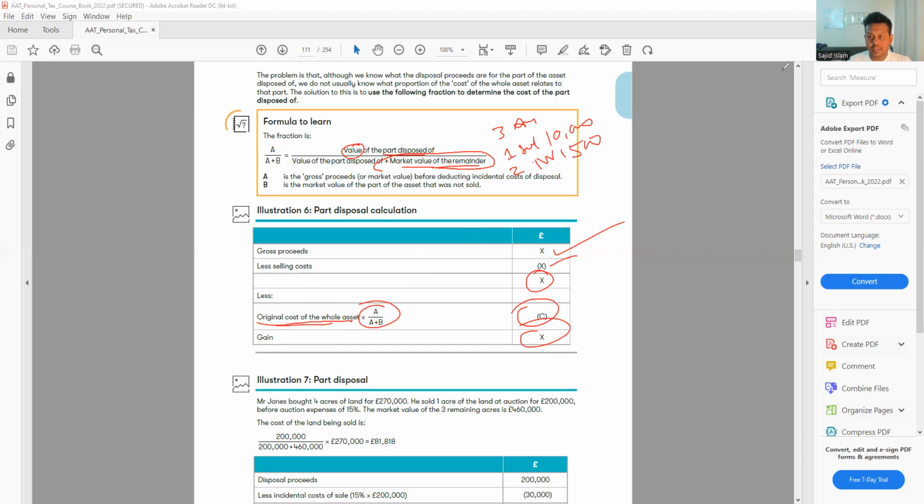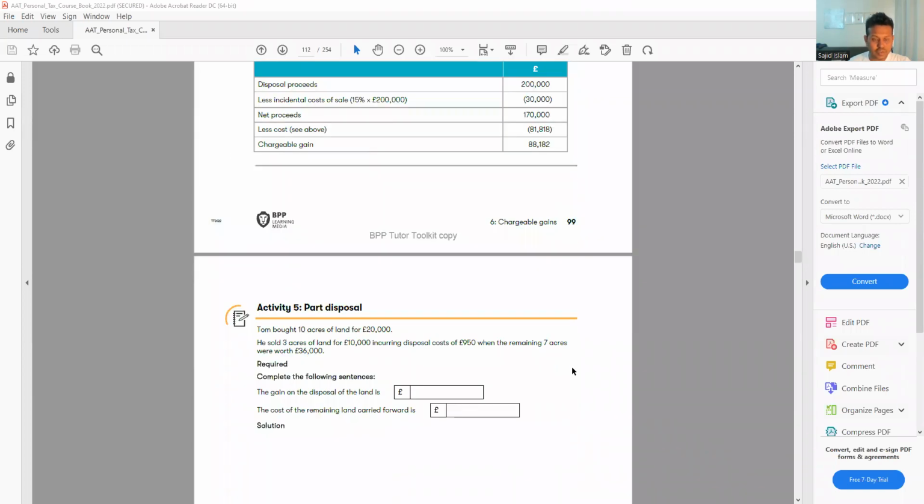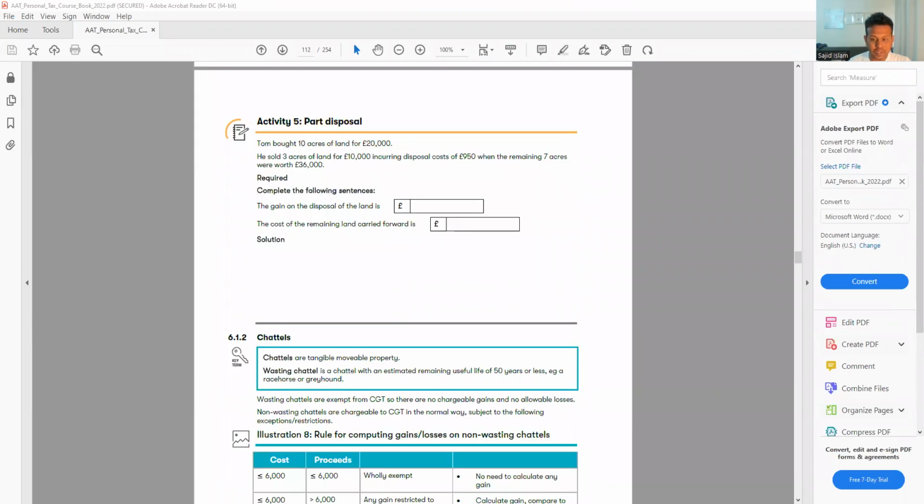All right, let's have a look. Let's look at one example. Let's see if you understand it. Let's do one activity straight away. So we have activity 5, part disposal.